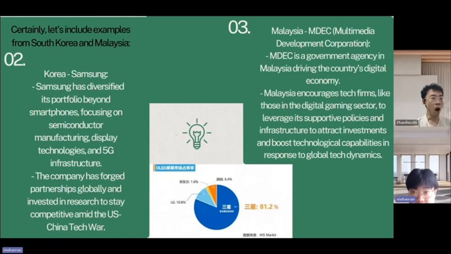Malaysia's MDEC, the Multimedia Development Corporation. MDEC is a government agency in Malaysia driving the country's digital economy. Malaysia encourages tech firms like those in the digital gaming sector to leverage its supportive policies and infrastructure to attract investment and boost technological capabilities in response to global tech dynamics.